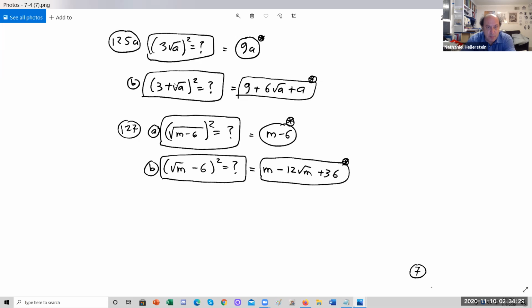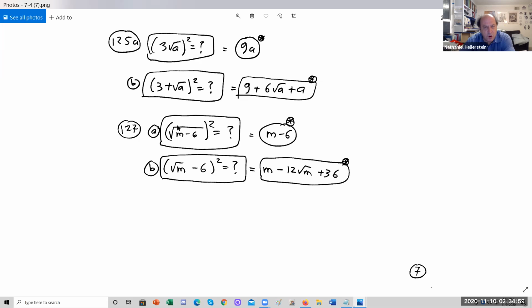9A. You have a square of a sum, which is square plus twice product plus square. 3 squared is 9. Twice 3 times root A is 6 root A. Root A squared is A. Therefore this. Here we have the square of the square root of a difference. And here we have a square of a square root minus 6. So in here we minus 6 and square root and then square. Here we square root, then minus 6 and then square.